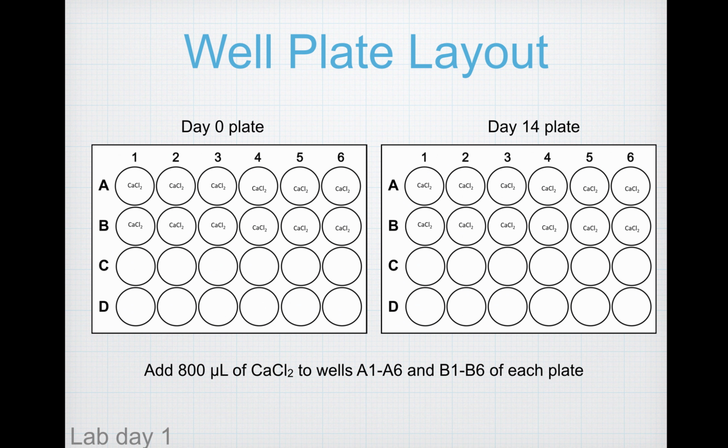So while your sample is in the centrifuge, you can save a little time by doing a little work. What you want to do is grab your two well plates, which were provided to you. One will be designated a day 0 plate, the other a day 14 plate. You can even label the lids of each well plate with a Sharpie. And what you're going to do is transfer 800 microliters of the provided calcium chloride to basically the top half of each plate. So all the wells indicated in this diagram labeled as calcium chloride. And you'll use that later.